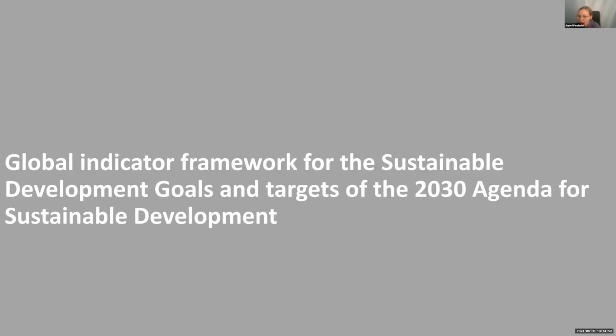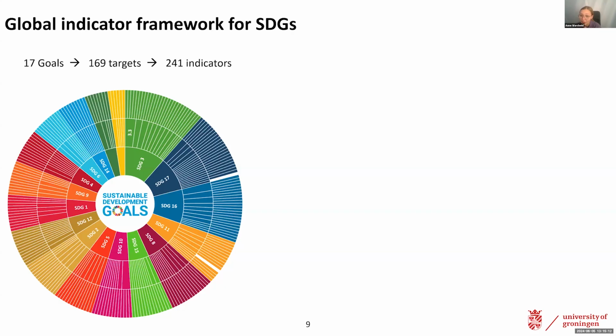But let's talk more about the global indicator framework for the Sustainable Development Goals and targets of the 2030 Agenda. So Prajal has introduced you already to a few things, I guess. So you are already familiar with the basic structure. Obviously, you have the 17 goals, you have 169 targets, and you have 241 indicators.